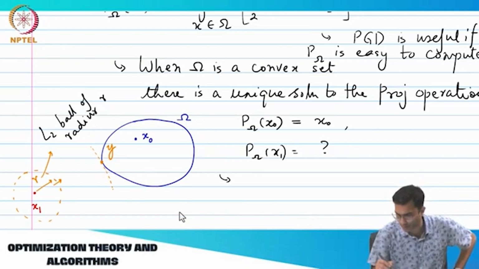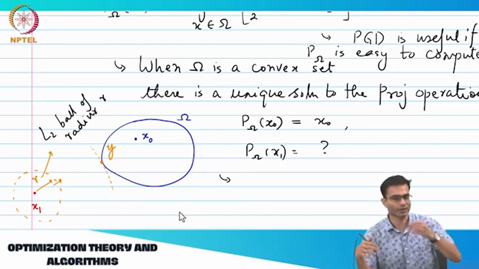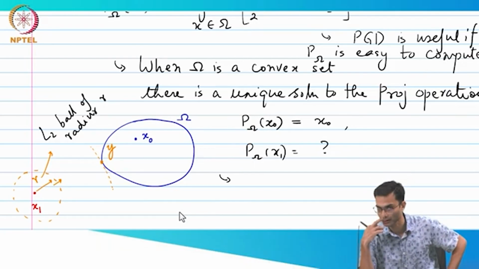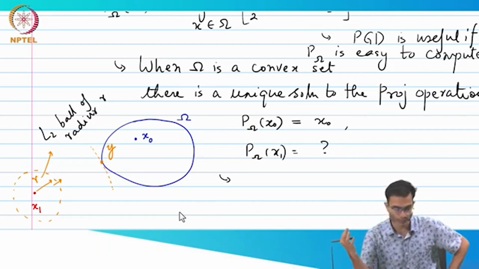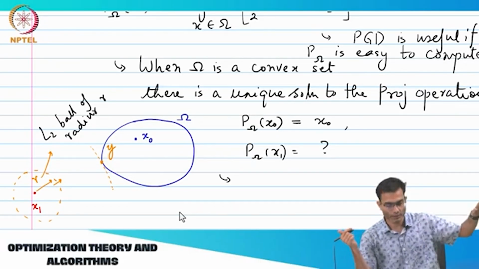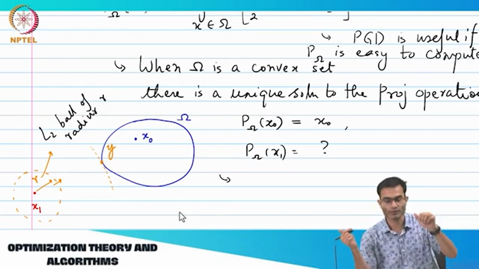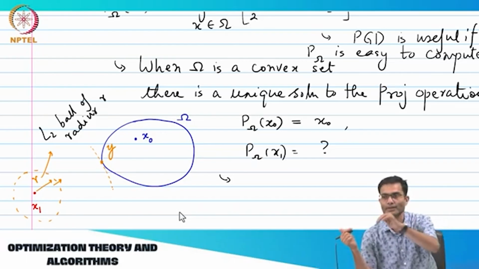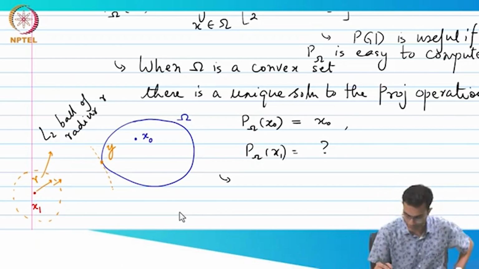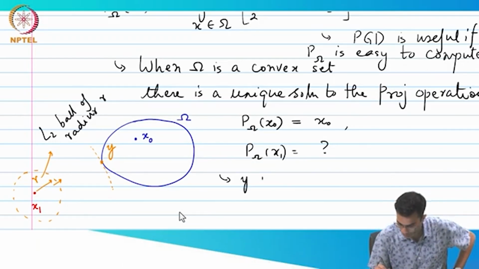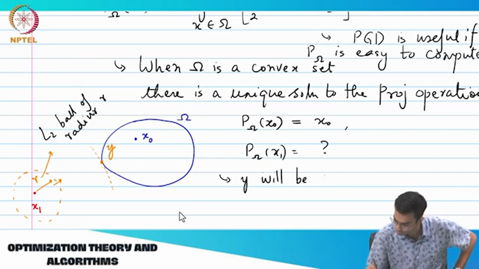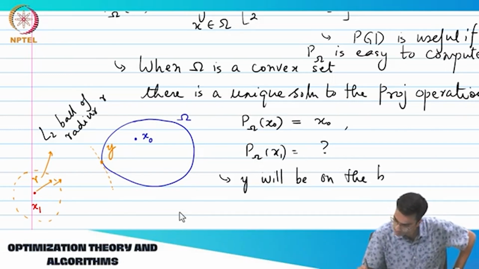So I'm just going to write down a few properties of this projection operation, which are mostly intuitive, so I won't be stating them via proof. But the first property: if x1 is outside, do you expect that the projection point will be in the interior or on the boundary? On the boundary, right? So y will belong to the boundary.